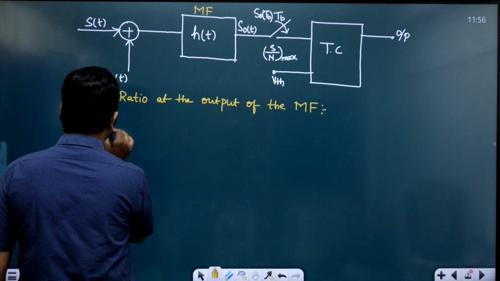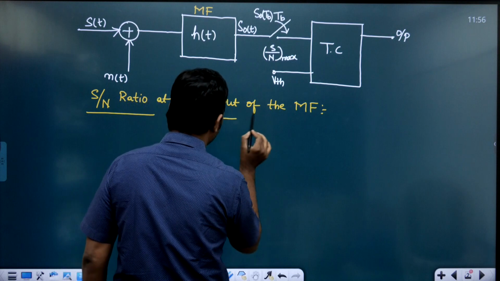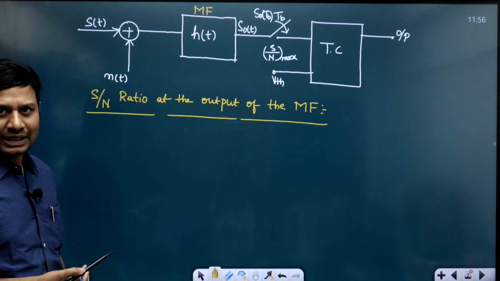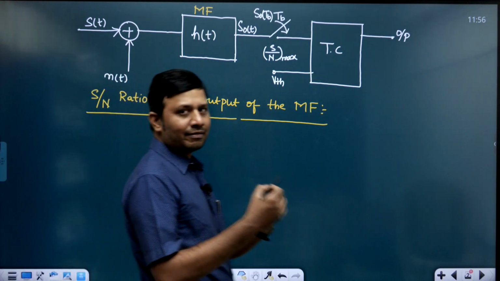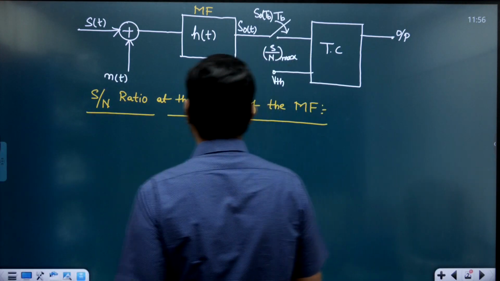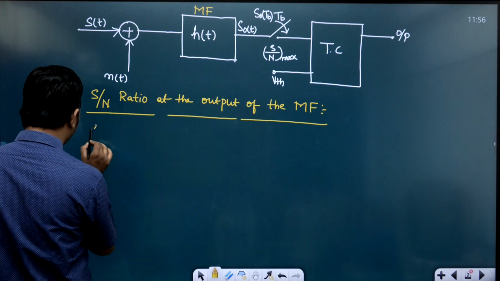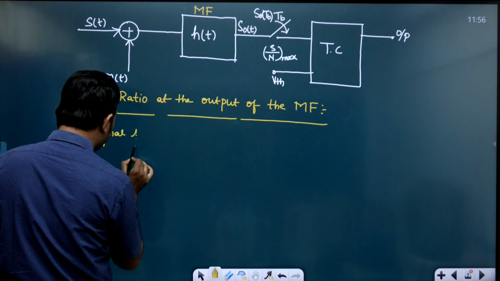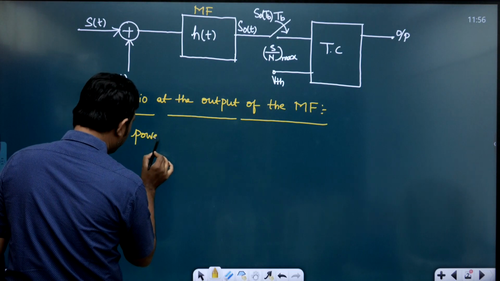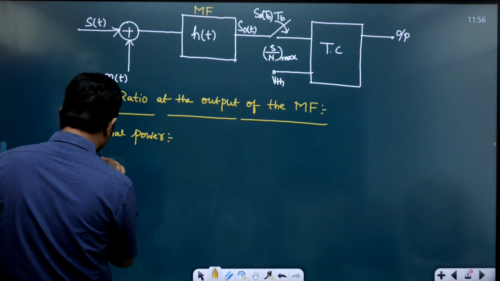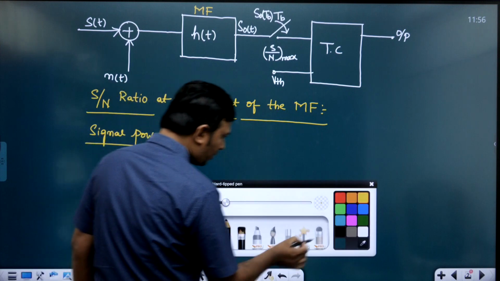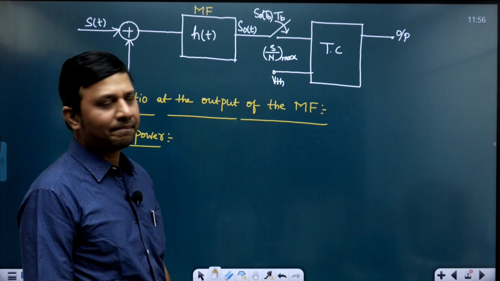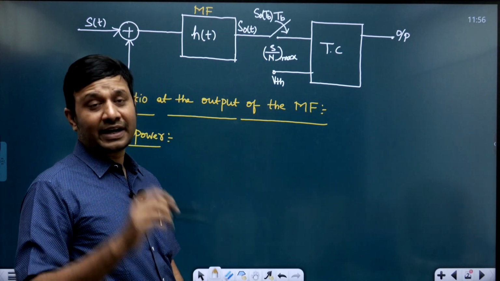Right. So we'll do one thing. We'll find out the signal power and we'll find out the noise power separately, and then we'll divide. Right. The first one is signal power. In any competitive exam, the concept of matched filter is compulsory and the question is guaranteed.